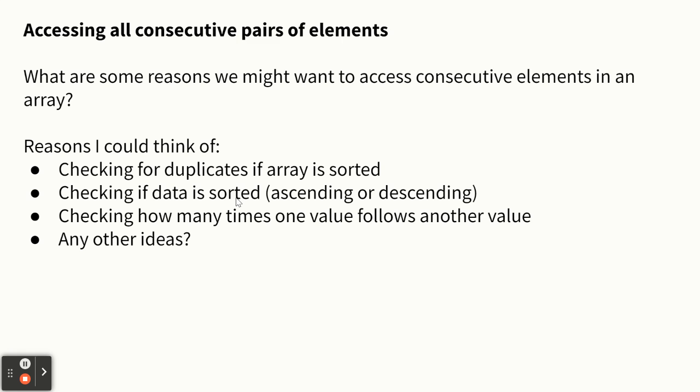You could check if the data is sorted, right? If it's ascending or descending, you could say, hey, is the current one less than the next one? You could just do that all the way through an int array, and that would tell you if it was sorted or not. You could also check how many times one value followed another value. That might be important for something.